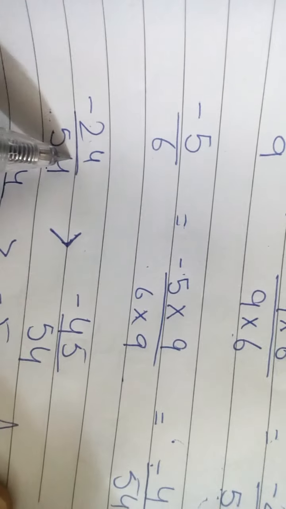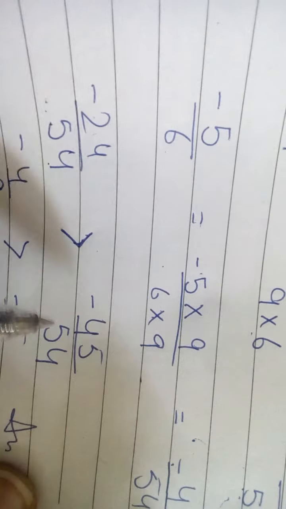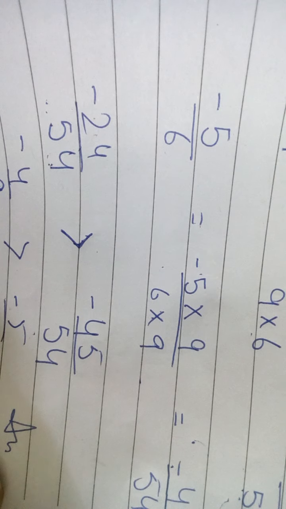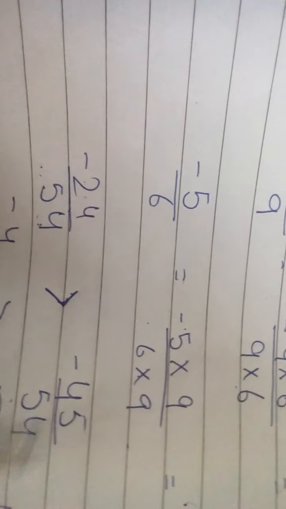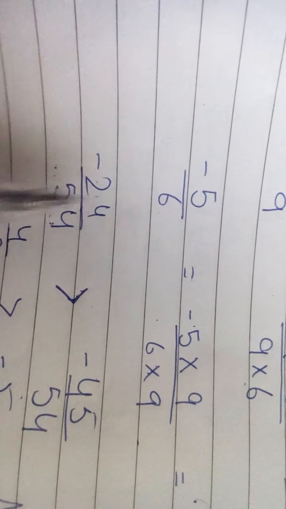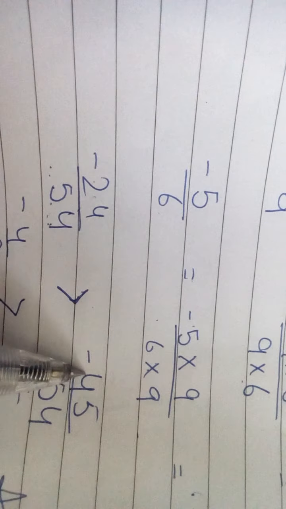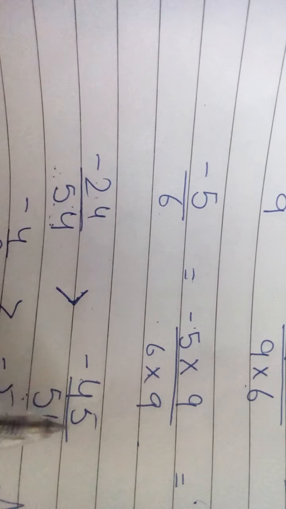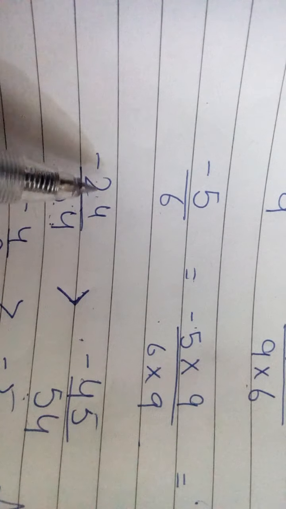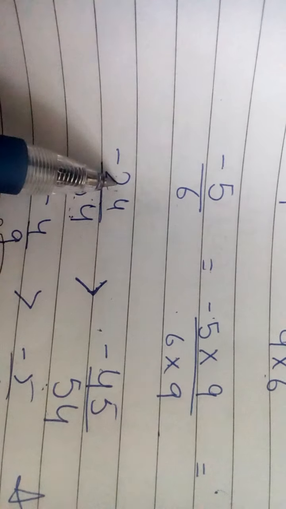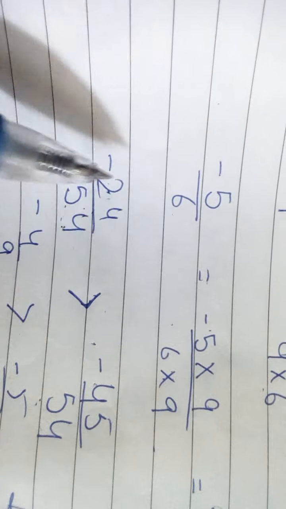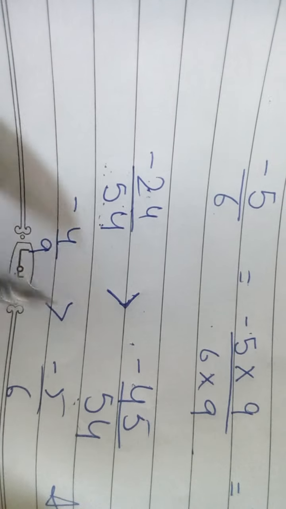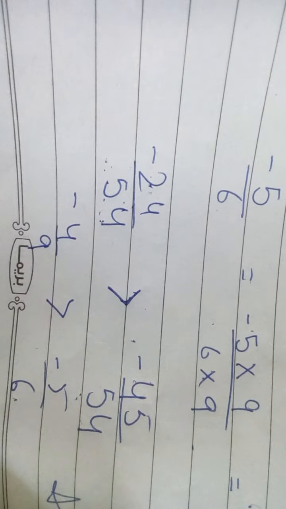You write here first. Then check that both the denominators are the same, and the up is minus in both. There is minus 24 by 54 and minus 45 by 54. Both the denominators are the same. Now the numerators are minus. So the smallest numerator is the greatest fraction. Up the smallest. Okay. So minus 4 by 9 is greater than minus 5 by 6.